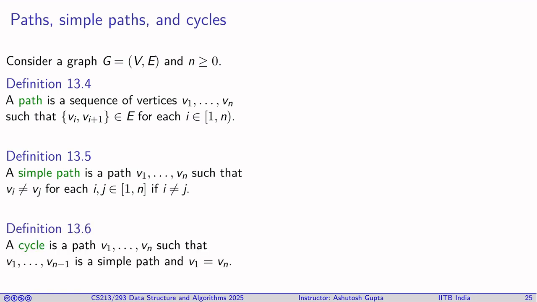Now, extending this definition, we define a cycle. A cycle is v1 to vn, where v1 to vn minus 1 is a simple path where nothing repeats from v1 to vn minus 1, and the last element is the same as the first element, and this is called a cycle.